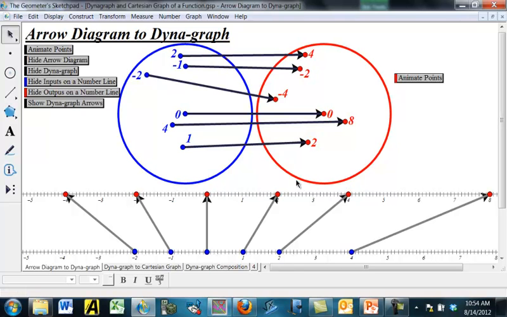I've chosen to let the arrows go up. You could do it with the arrows going down, or you could do it with a couple of vertical lines and have the arrows go either to the right or to the left. I chose to do it this way here. And so this gives us what we call a dinograph.